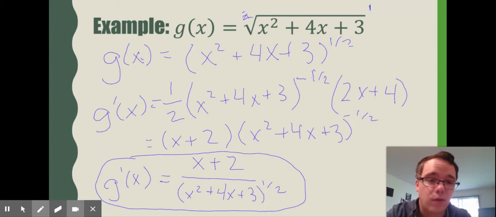All right, so that's the chain rule using both an integer power and a rational power. So I hope this helps.